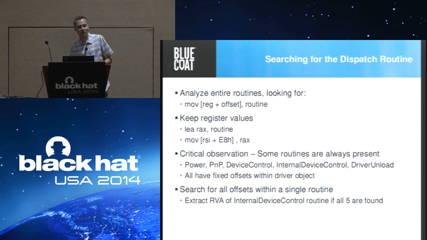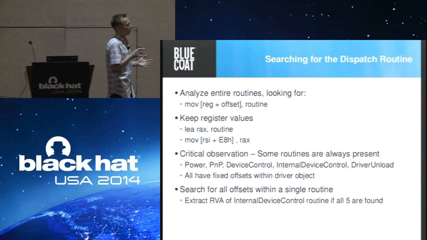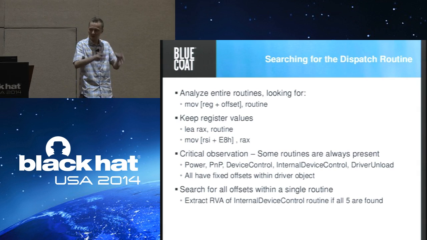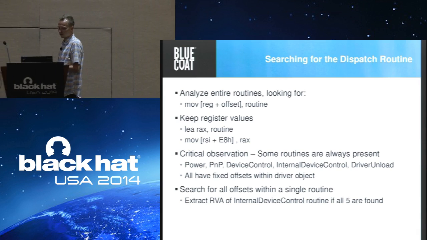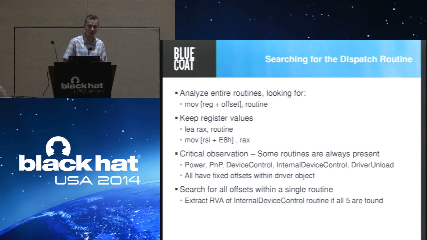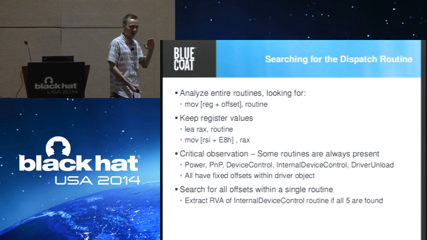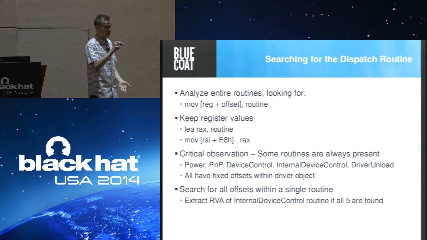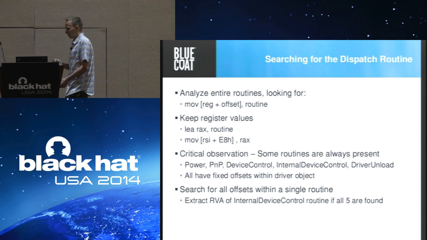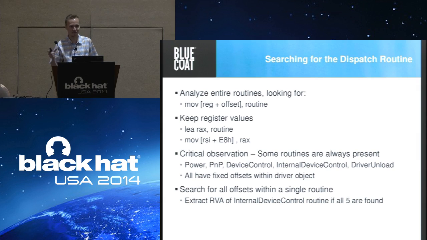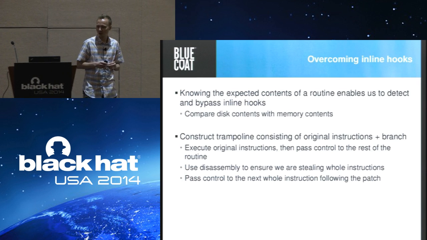So the critical observation is that there are at least 5 dispatch routines that will always be present, and these will all have the same offsets every time, right? So it's power, PnP, device control, internal device control, and always driver unload. All drivers will have that. So we search for all 5 of those offsets with a corresponding dispatch routine within a single routine. And if we find that, then we can extract the RVA corresponding to the internal device control guy, and be pretty sure about having obtained the right one.